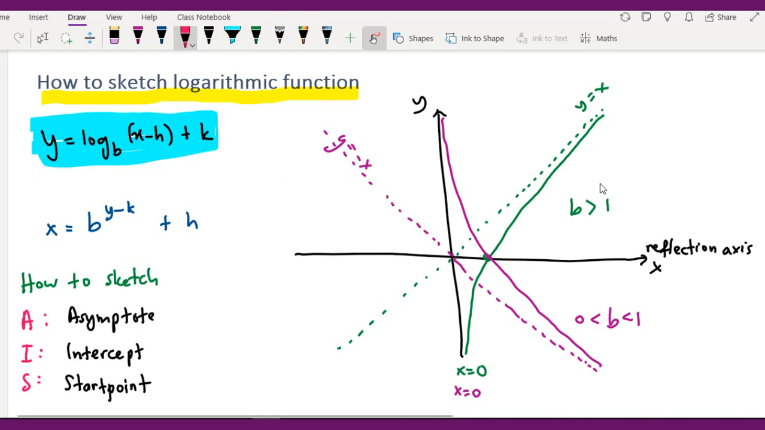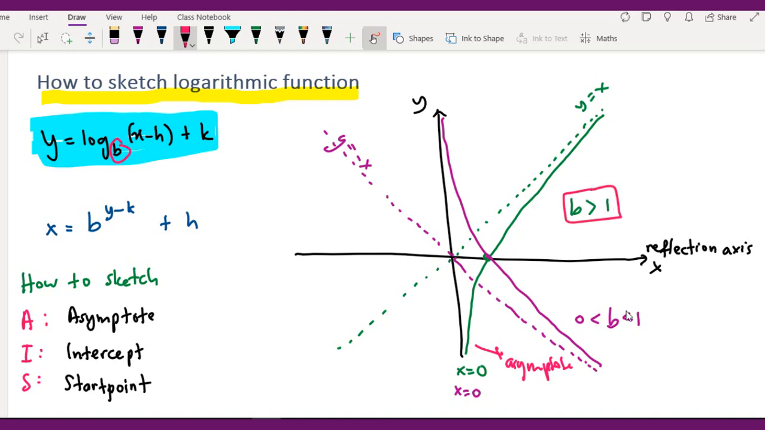The graph, when the base b is more than 1, is the green graph. This is the asymptote, and then the graph is increasing up to infinity. This is the line y equals x. So the graph starts at one point on the x-axis. This is when b is more than 1.